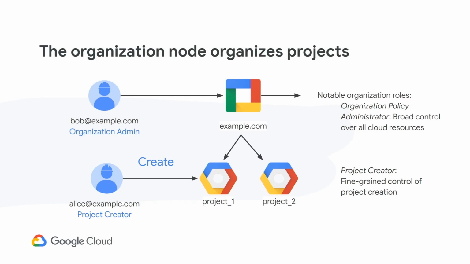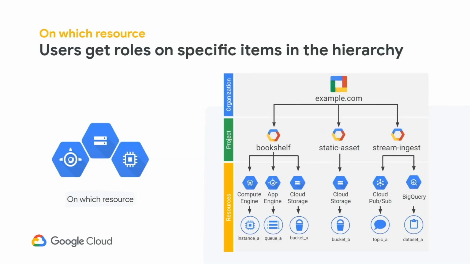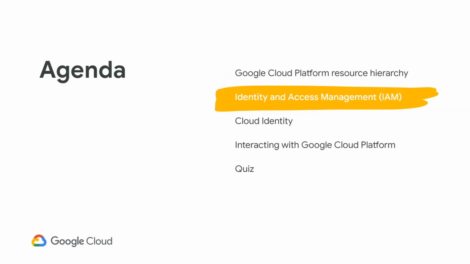So that's where we get into this hierarchy of managing GCP. Here's an example: we've got example.com as our organization. The organization has a project, Bookshelf, and it has all the resources inside of it. So we've got compute, we've got App Engine, we've got storage. And if I put permissions at the org, they will apply down below. We refer to this, when we start working with permissions on GCP, as IAM, Identity and Access Management.